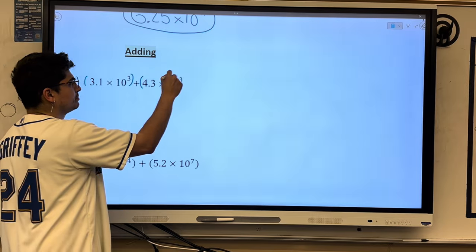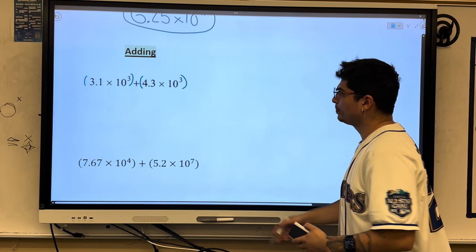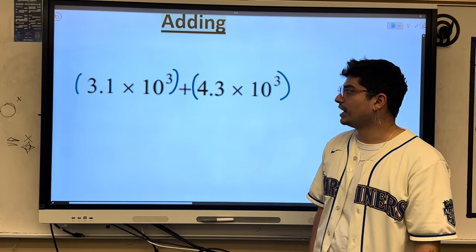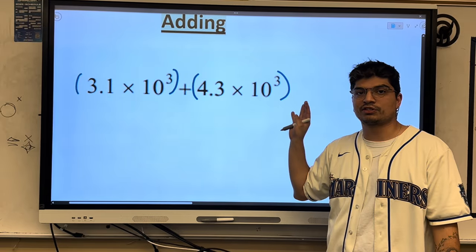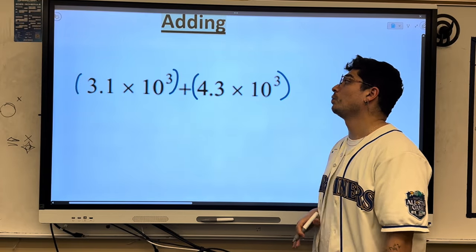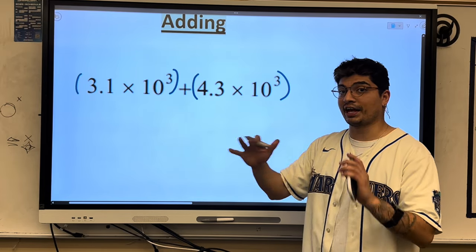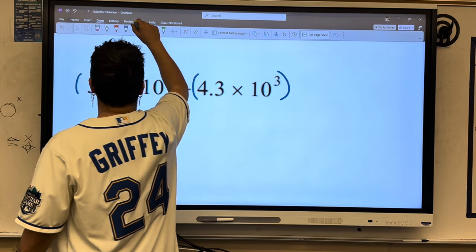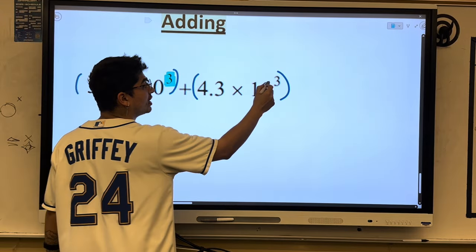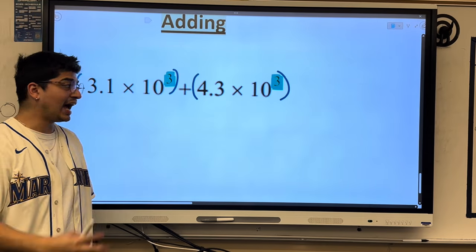So I have adding and subtracting problems. That includes scientific notation. I got 3.1 times 10 to the third power plus 4.3 times 10 to the third power. So here I have two different scientific notations. I wanted to show you how scientific notation for adding and subtracting works, where unlike multiplying and dividing, where it doesn't matter if the exponents are different, with adding and subtracting your exponents have to be the same before you do anything. They have to be the same.